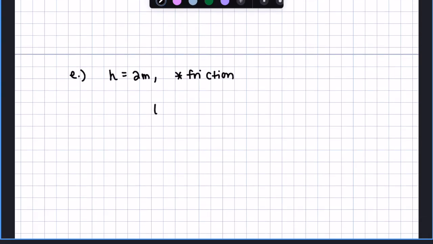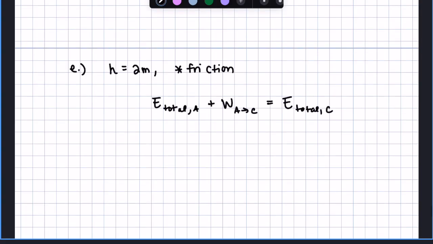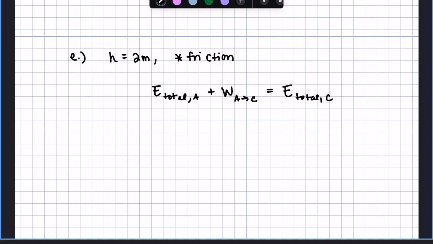So really the only thing I'm changing to my energy conservation, setting the energy at point A equal to the total energy at point B, is that now I want to include the work. The energy at point A plus the work that's happening as I go from point A to point C will be equal to the total energy I have at point C. So whatever energy I'm starting with plus the work, that could be positive or negative, being done on the system will be equal to whatever energy I have at the very end. In this case, the work from A to C is just going to be that work from friction.